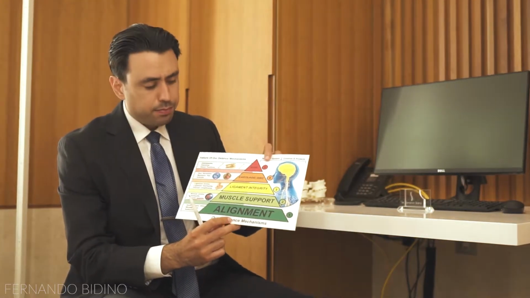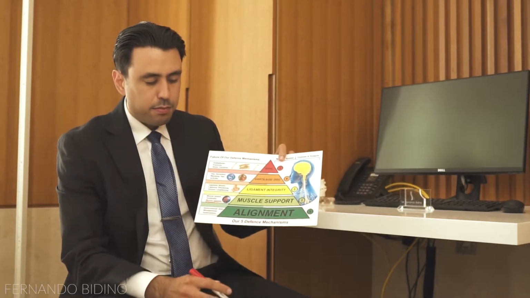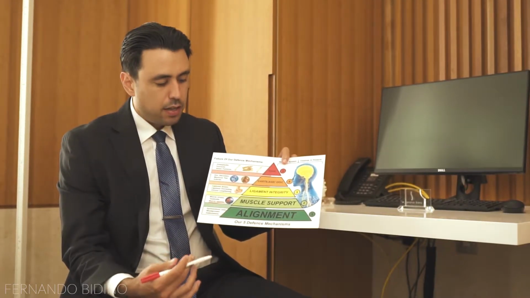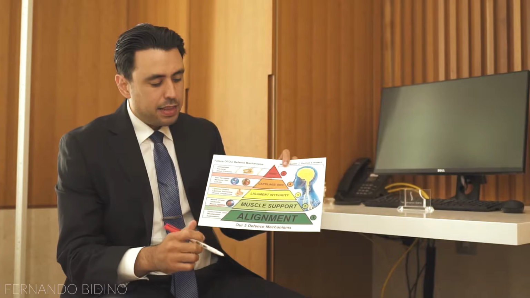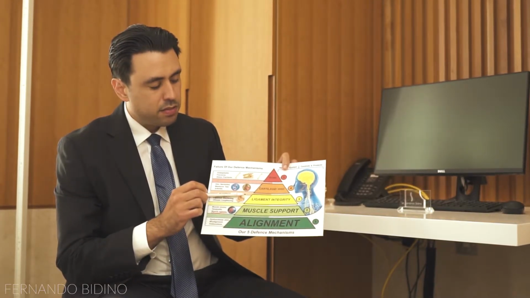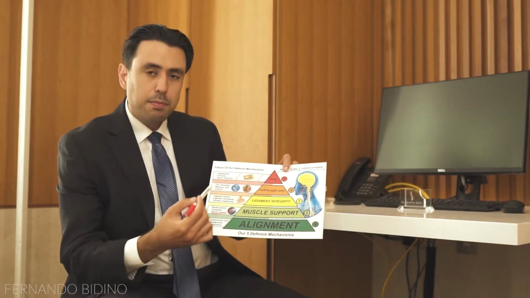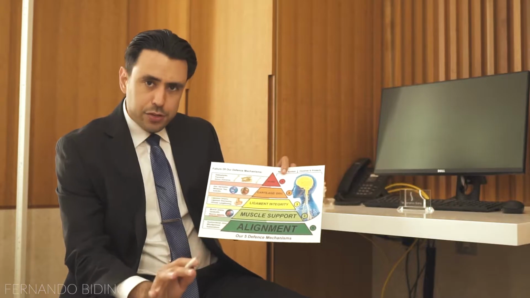Now this diagram basically shows a system that protects us constantly. This system is made up of alignment, the muscle support, the ligamentous system, the cartilage, and the bone. If this system is in place, we don't get injured.